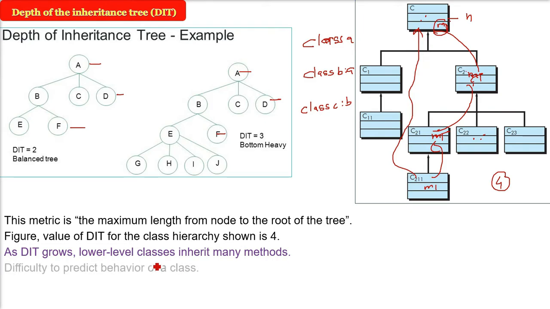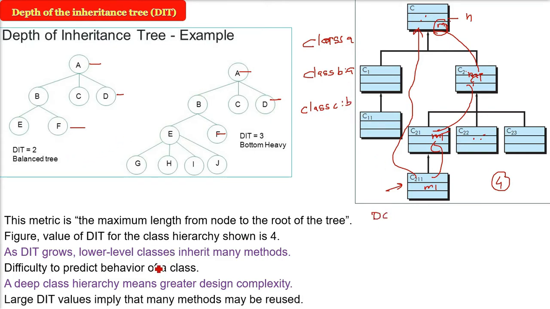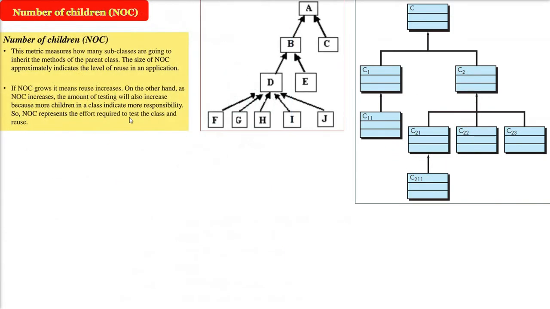So we will have difficulty in predicting the behavior of the classes which are at a lower depth in the inheritance tree. A deep class hierarchy clearly means that the design complexity of your design is quite high. Large DIT values imply many methods can be reused, because the C method has been reused in C2, C2 has been reused in C21, C21 is reused in C211. So reuse can be a benefit here.